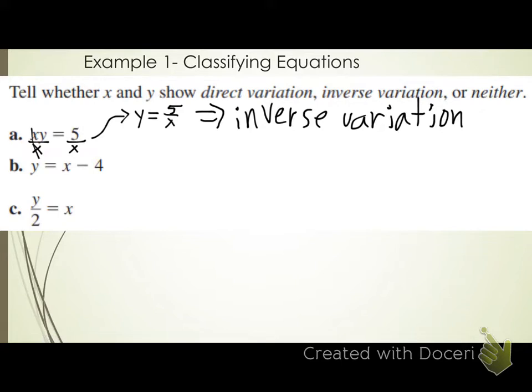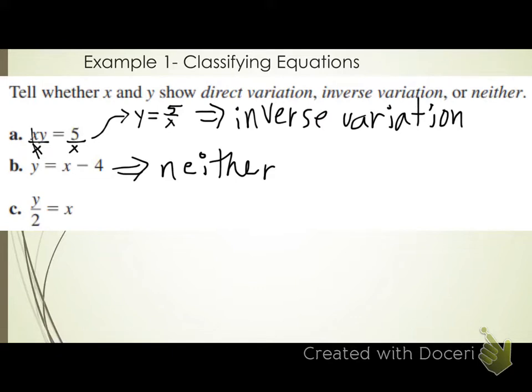Okay, letter B. Is B already solved for y? Y equals x minus 4. Yeah, y is by itself, isn't it? Does that take the form y equals a over x? No. So is it inverse variation? No. Does it take the form y equals ax? No. So is it direct variation? Nope. So which one is it? Neither. This isn't too bad, is it? We okay? Any questions on A or B before I move to C?